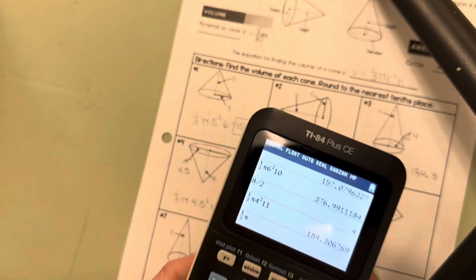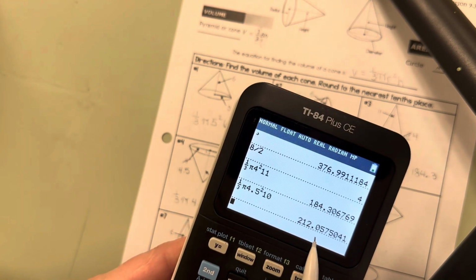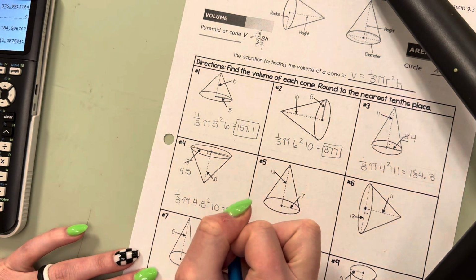1/3 pi 4.5 squared 10. My 5 is going to bump my 0 to a 1, so 212.1.